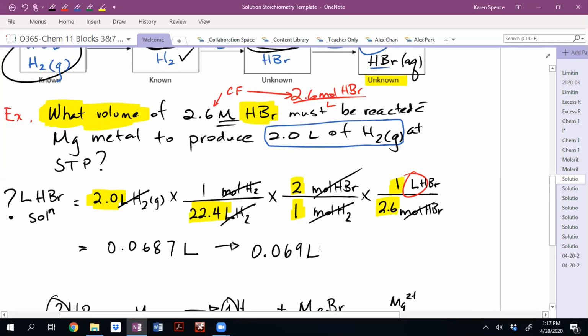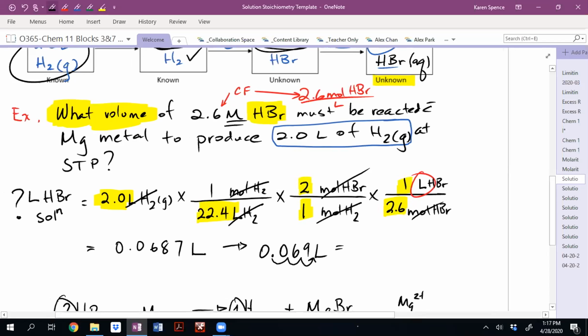You got it. And I will let you know that no chemist would walk around and say 0.069 liters of solution, because when you go to measure that out, you're probably going to use a 100 milliliter graduated cylinder. So it would make a lot more sense to write it as, move our decimal place 3 places, 69 milliliters. Okay?